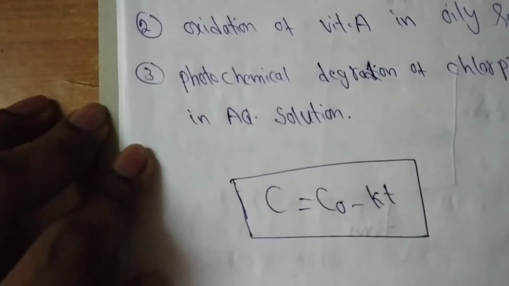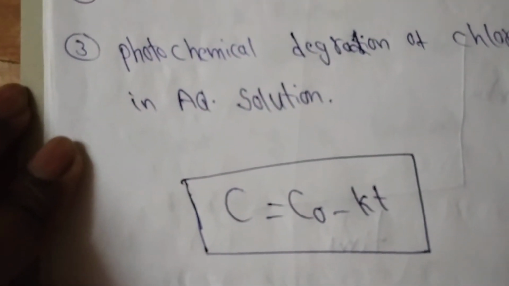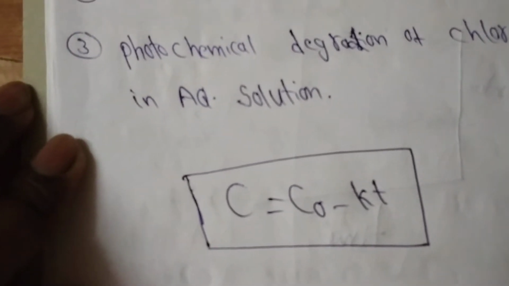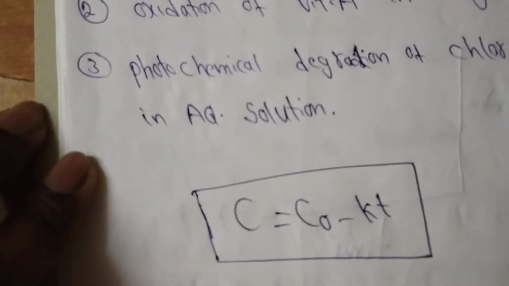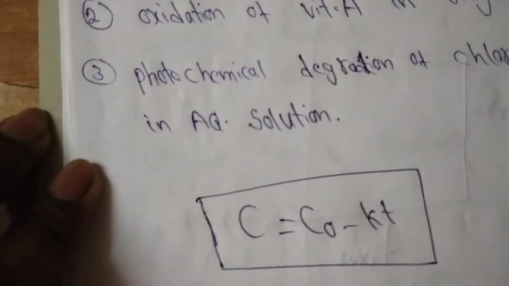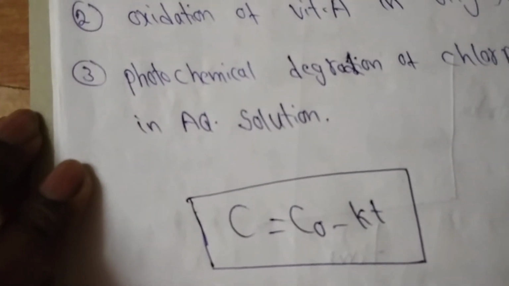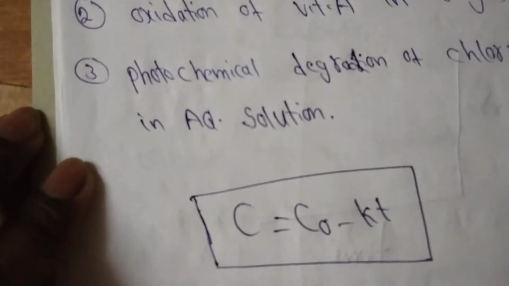The zero order reaction rate can be explained by the following equation: C is equal to C naught minus Kt. C means concentration of the substance at a particular time. C naught means initial concentration of the substance. K means specific rate constant of the zero order. t means time.